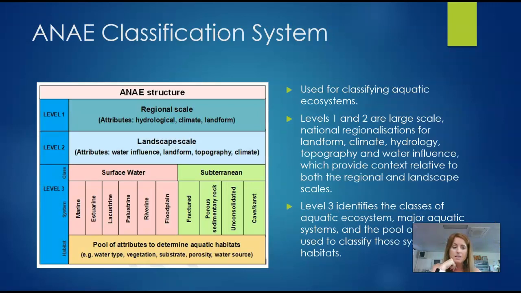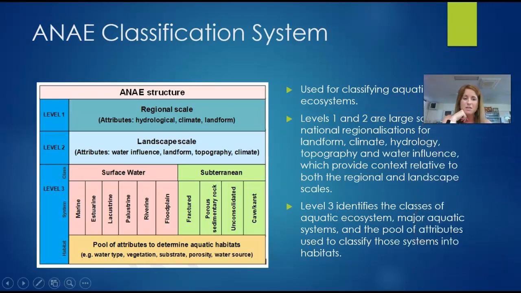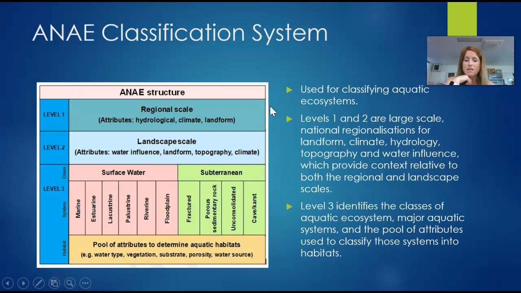And then the last type of classification system, this is just used to classify aquatic ecosystems, and it's much more broad. It's not giving a specific name. It's more thinking about levels, as we talk about, like on the regional scale, what's the climate, what is the hydrological cycle like, and then as we get closer into that landscape, what does the landform look like, what does the climate in that specific landscape look like, and then at level 3, we're now looking at, is it surface water or is it subterranean, meaning is it under the ground?